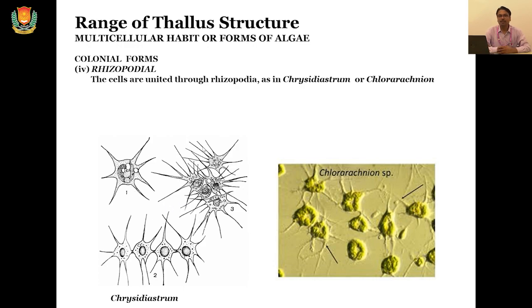And then in rhizopodial forms, the cells are united through rhizopodia. When rhizopodia are present, they will be motile. So here in Chrysidiastrum, you can see that cells are united. This is the individual cell, and here you can see that the cells are united to each other through rhizopodia. Here is another example, Chlorarachnion, another example of rhizopodial form. So these are the different colonial forms.